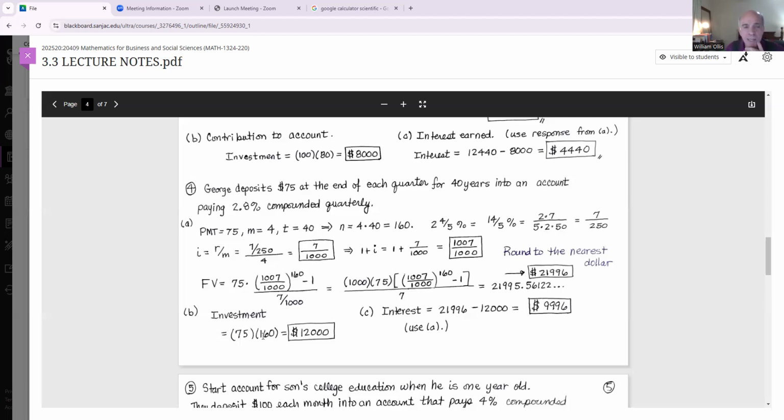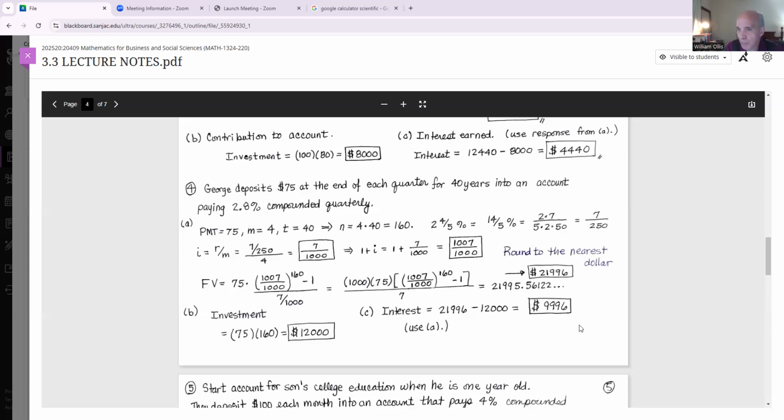But let's just see exactly what George actually was able to do here. If we take the 160 payments and multiply that by the periodic payment, we get $12,000. So that's the actual amount of money that he was able to put into his investment. And so if we just take the rounded amount and subtract 12,000, we get an interest accrual of almost $1,000, $9,996.